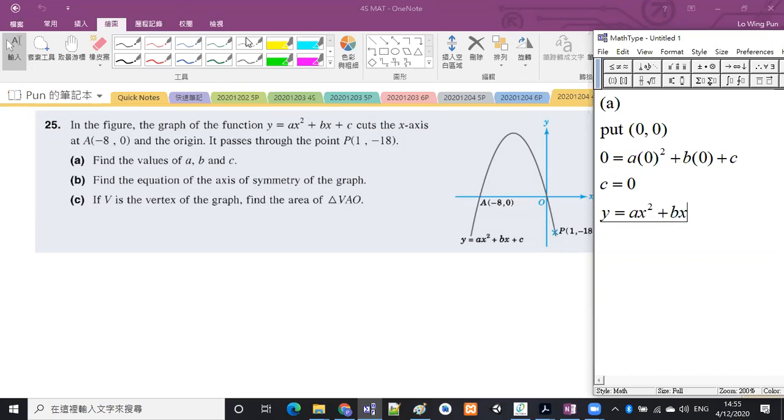Okay, there is no more C, in fact. Okay, and then we need to put the second point, -8, 0, into our equation. 0 is equal to A times -8 squared plus B times -8. Okay, so that is 64A minus 8B.